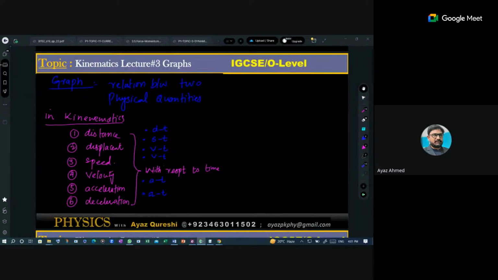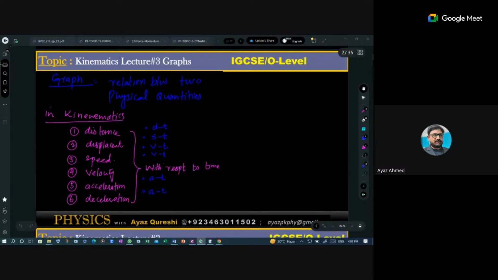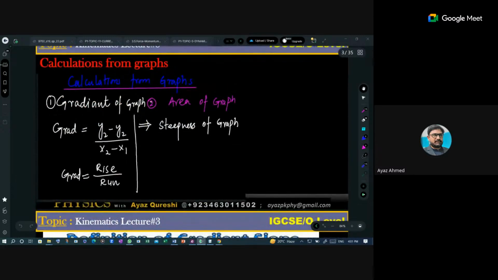It would be just a review recap for you, that we can have displacement time graph, distance time graph, speed time graph, velocity time graph, and acceleration time graph. And all these graphs can have two types of calculations. One calculation is the gradient of the graph, and the second calculation is the area of the graph.